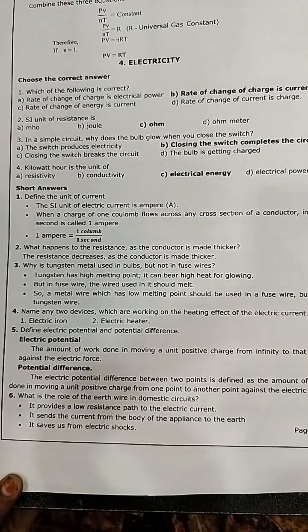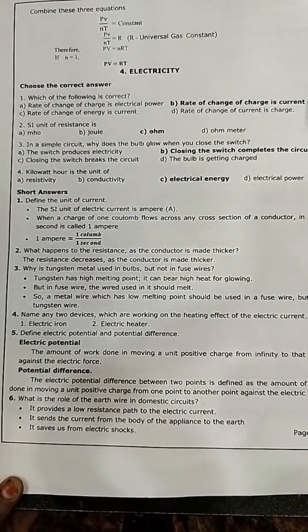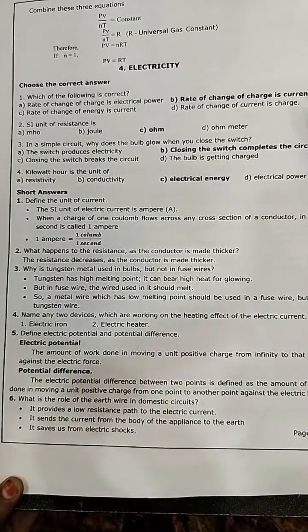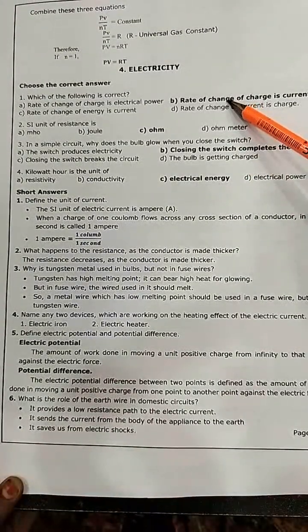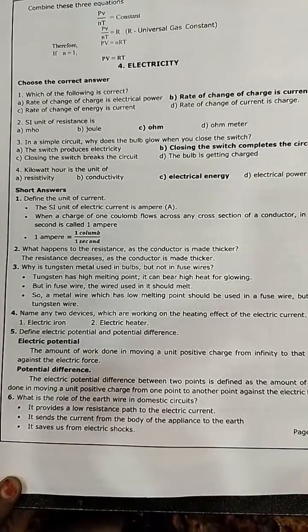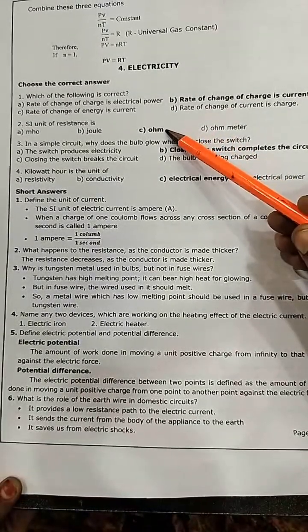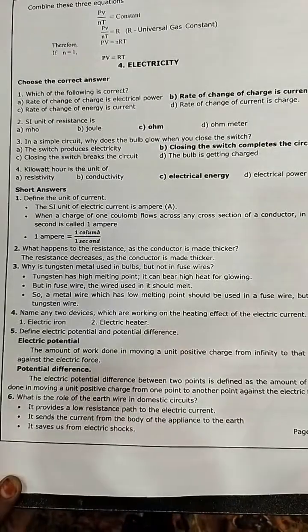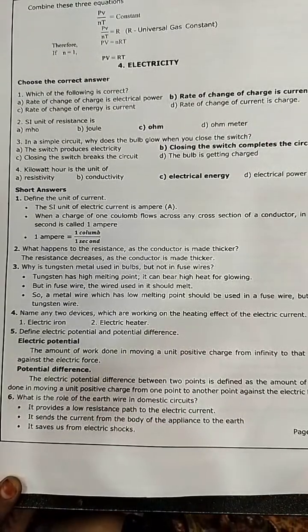Which of the following is correct? Okay, option B, rate of change of charge is current. Option B is the right answer. Second question. SI unit of resistance is ohm. Option C, ohm. சரியா? SI unit of resistance is ohm.